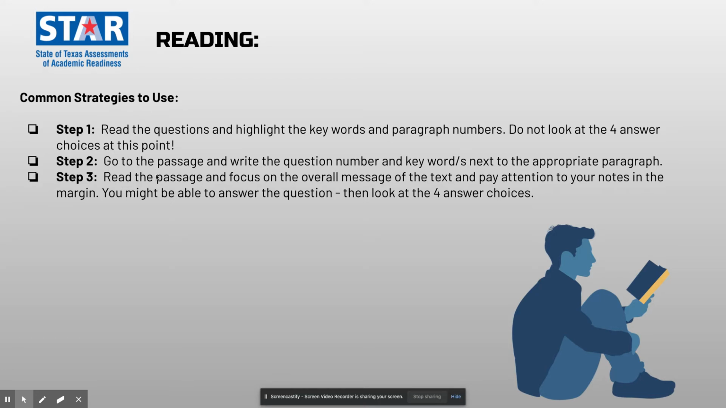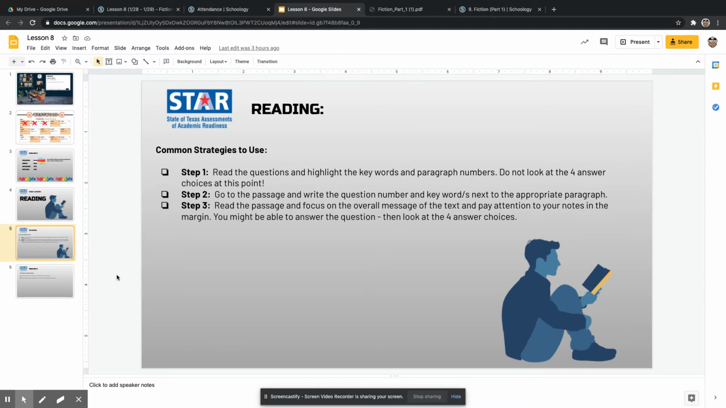Then step 2, go to the passage and write the question number and the keyword or words next to the appropriate paragraph. And the final step, read the passage and focus on the overall message of the text and pay attention to your notes in the margin. You might be able to answer the question and then look at the 4 answer choices later. So here's what it will look like.